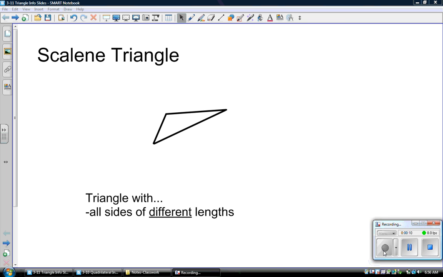So in order to prove that something is a scalene triangle, you would have to show that all of its sides are different lengths, because a scalene triangle is a triangle that has all sides of different lengths. So for instance, you might have to show that this side is 3, let's say, and this side is 5, and this other side is 6. You'd have to show that they're all different, and you would have to say that in order to prove it's a scalene triangle.